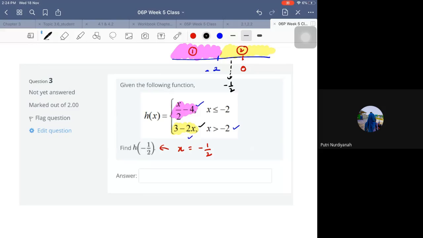So h of -1/2 is equal, maknanya sekarang kita akan ganti dekat nilai x ni. So this is going to equal -1/2. So I'm going to get 3 minus 2 multiplied by -1/2. So that is going to equal 3, so this is going to cancel each other, plus 1. So the outcome is going to equal 4. So it's going to be as easy as that. So h of -1/2 is going to equal 4. And you will get 2 marks out of 15 for that calculation. That's it.